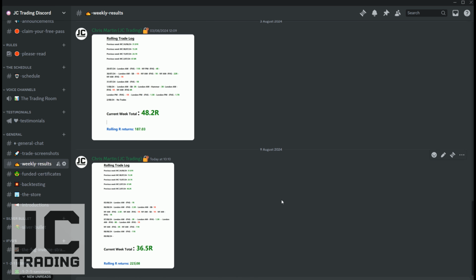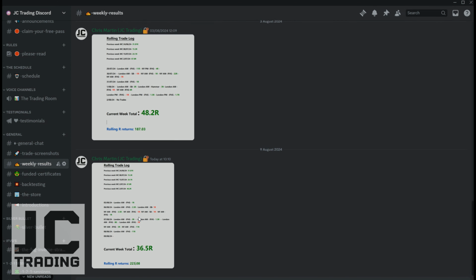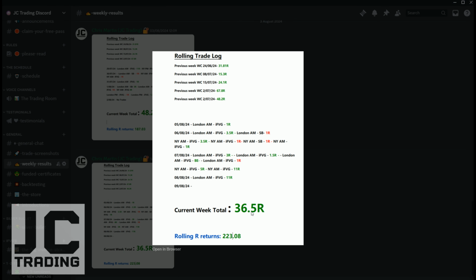Weekly results, this is really important. We trade completely transparently. So every trade, win or lose, is put down on this rolling log. So the current log here, this is the current week. These are the previous weeks. These are how many R's we've returned. These are obviously the individual dates, the sessions, what type of trade it was. Was it a silver bullet or an inverse? Was it a win? Was it a loss? And the current week total.